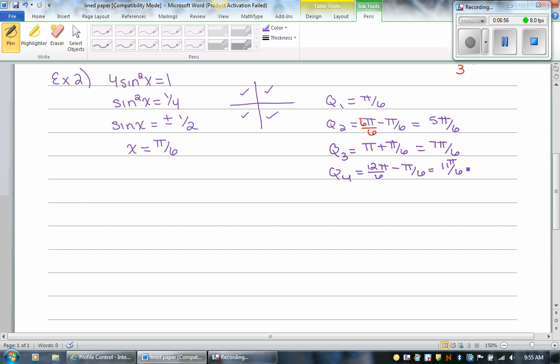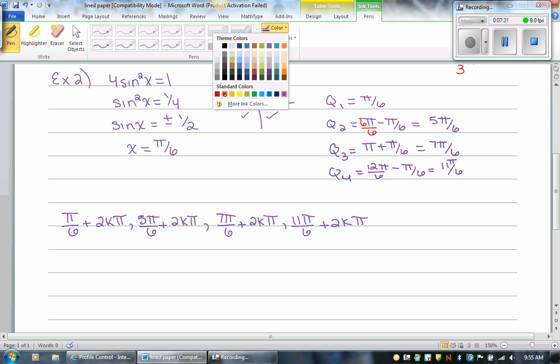So now to write these as all possible solutions, we do have to tack on that extra piece that we just talked about. So we have pi over 6 plus 2k pi, 5 pi over 6 plus 2k pi, 7 pi over 6 plus 2k pi, and 11 pi over 6 plus 2k pi. Okay, so those are your solutions in terms of radians.